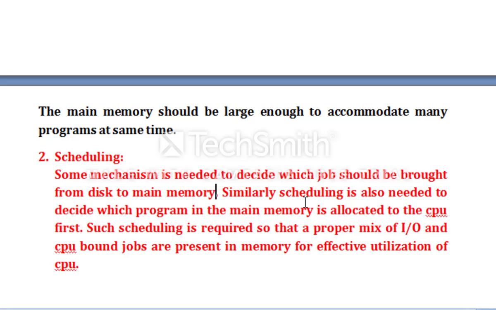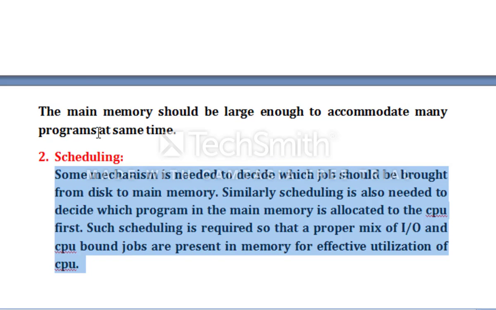Similarly, scheduling is also needed to decide which program in the main memory is allocated to the CPU, because we have several programs in the memory. Which program is allocated the CPU first? So we have to set some priority for the programs or processes, deciding how the CPU will be allocated to each and every process. In simple terms, we have a single CPU and a number of programs currently executing in the primary memory. So we should make policies by which we can allocate the CPU wisely to every process, so that we get better, effective utilization of the CPU. So scheduling is quite tough in a multiprogramming system.